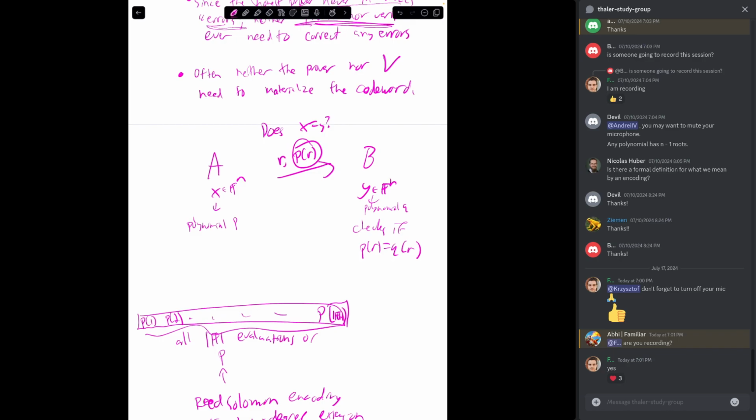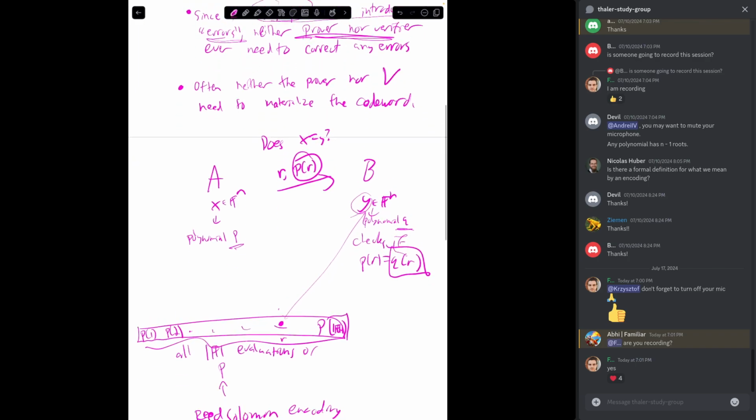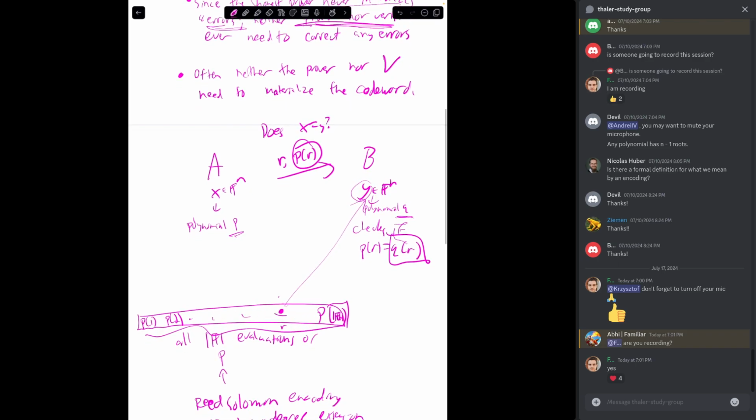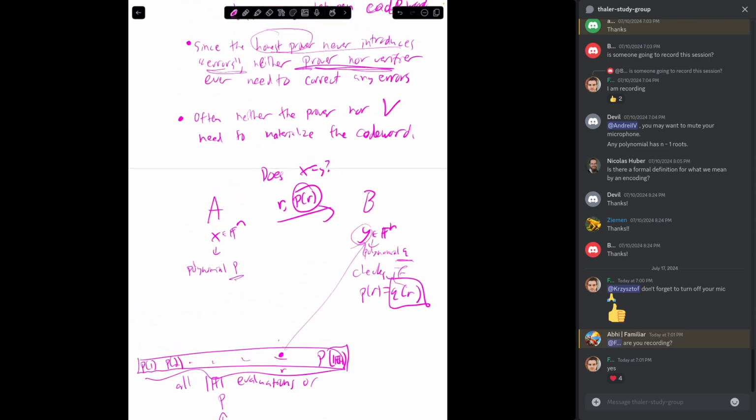What Alice is doing is she's just picking a single random symbol in this code word and sending just that symbol to Bob. And similarly, Bob is looking at just that symbol of the encoding of Y. So no one is ever writing down all possible evaluations of P and Q. They're only looking at a single evaluation. That's like one symbol in the low degree extension encoding or Reed-Solomon encoding of X and Y.